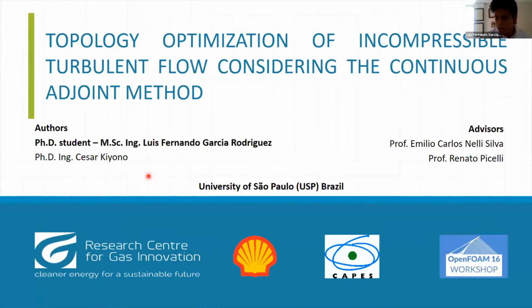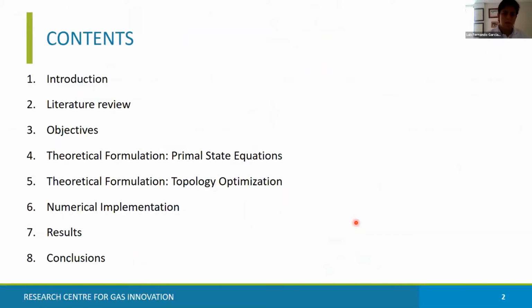So yes, my name is Luis Fernando Garcia Rodriguez. I'm finishing my PhD at the University of Sao Paulo. I have worked along with Professor Emilio Silva during these years on topology optimization of incompressible and compressible turbulent flows. In the current presentation, I will show you some results about incompressible turbulent flow by considering the continuous adjoint method. I'm part of the Research Center for Gas Innovation from Shell Oil Company in Brazil, and I would also like to thank my sponsor, CAPES Foundation.